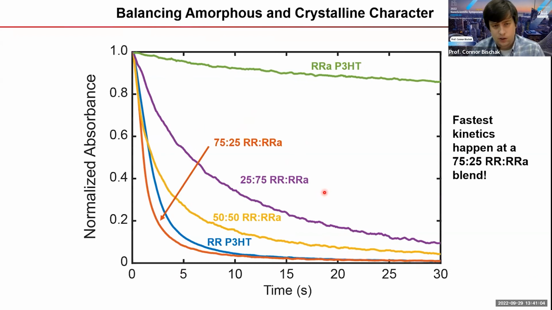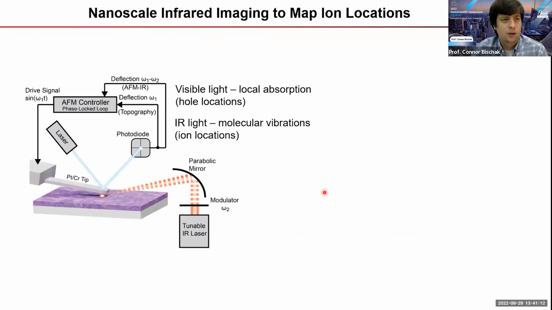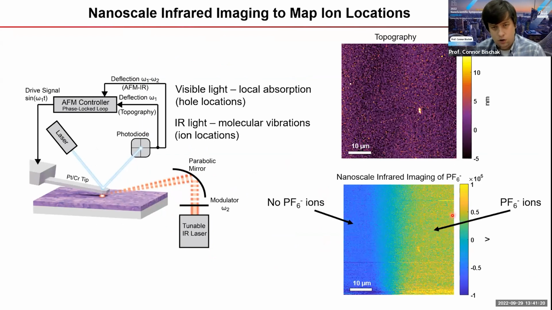Okay, and so this gives us our bulk picture. Again, we want to zoom in and see exactly what's happening at the nanoscale in these systems. So again, we're back to our photo-induced force microscope to look at the nanoscale infrared signal. So again, we essentially dope one side of our film. So we have ions on the right, no ions on the left. And then we can basically zoom in and see what the distribution of ions looks like in the doped regions.